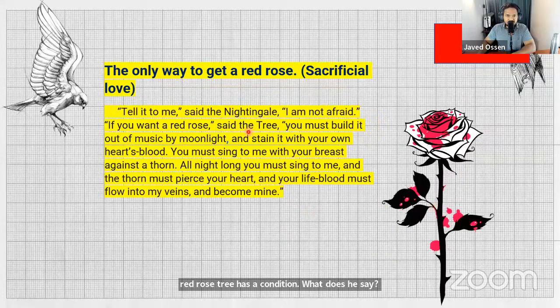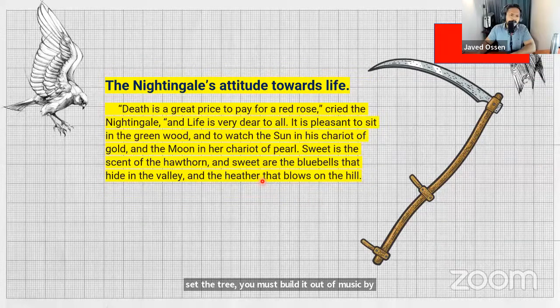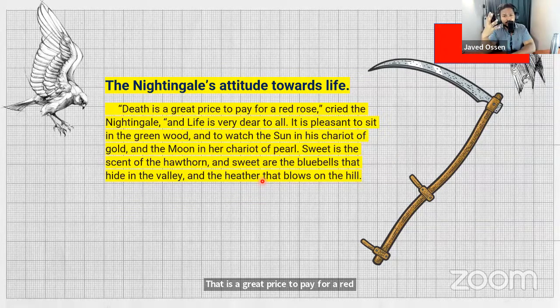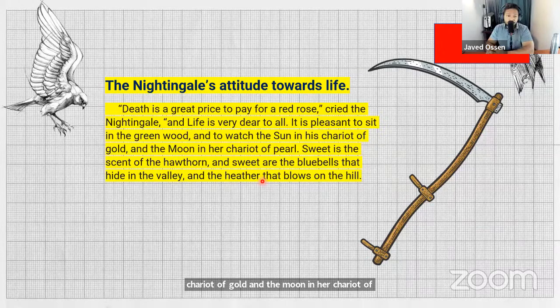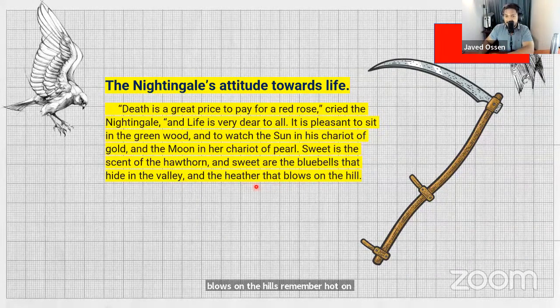If you want a red rose, said the tree, you must build it out of music by moonlight and stain it with your own heart's blood. Death is a great price to pay for a red rose, cried the nightingale, and life is very dear to all. It is pleasant to sit in the green wood and watch the sun in his chariot of gold and the moon in her chariot of pearl. Sweet is the scent of the hawthorn. Hawthorn is a kind of flower, right? And sweet are the bluebells that hide in the valley and the heather that blows on the hills. Remember, hawthorn, bluebells, and heather are all flowers, okay?